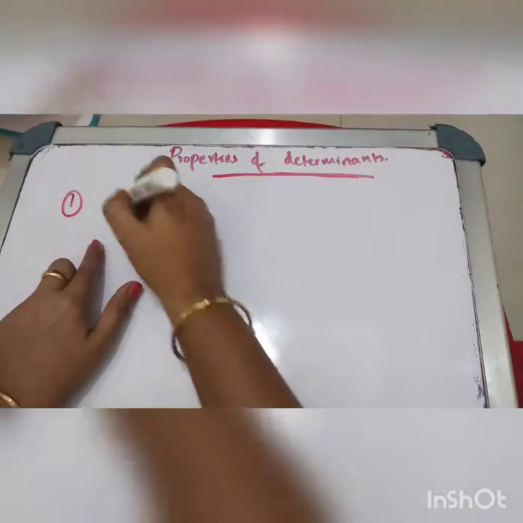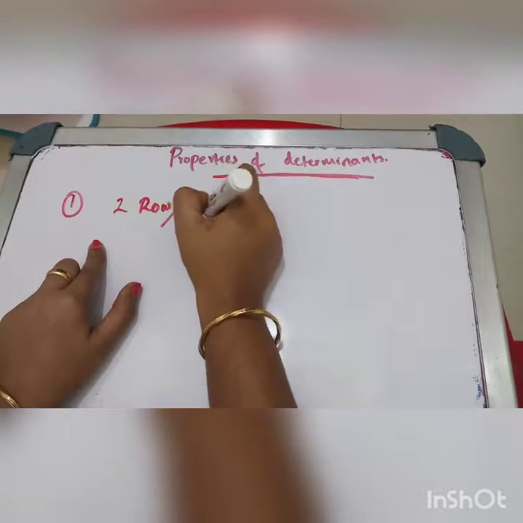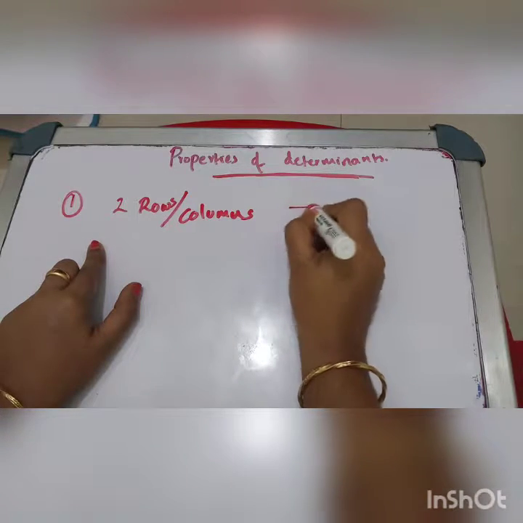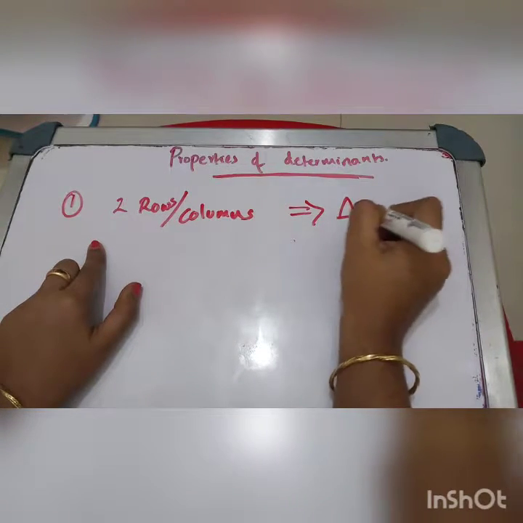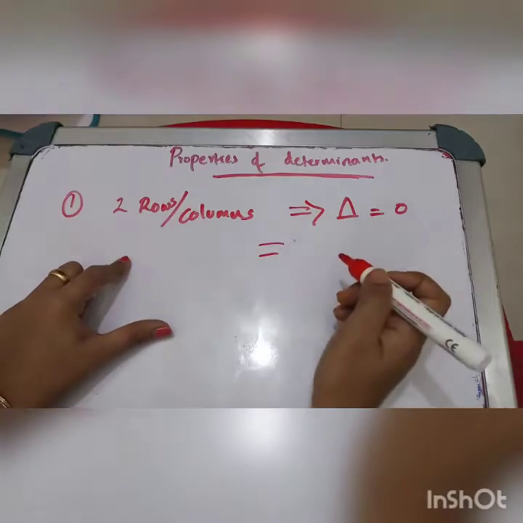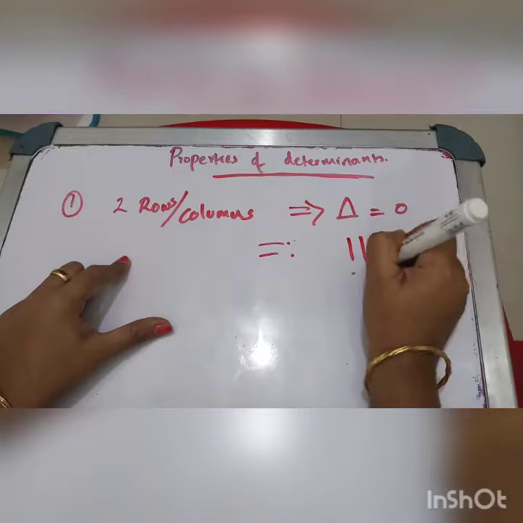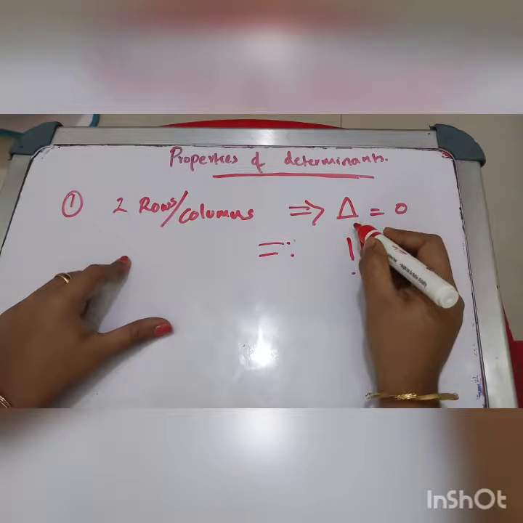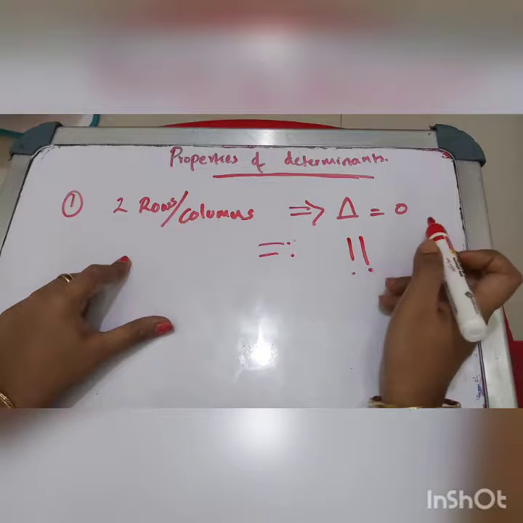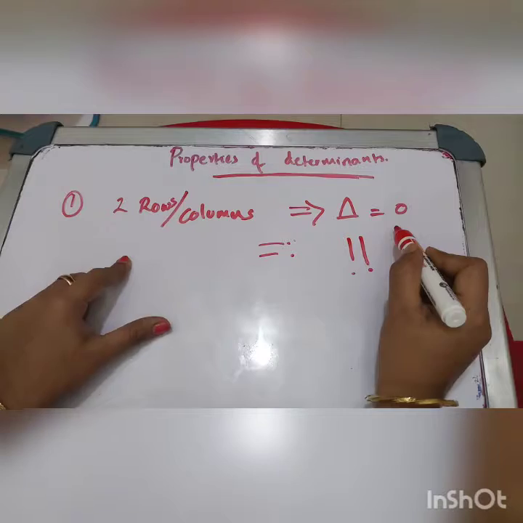First, if any two rows or any two columns in a matrix are identical, then the determinant is 0. That is, if any two parallel lines in a matrix are identical, any two rows or any two columns, the determinant will vanish.